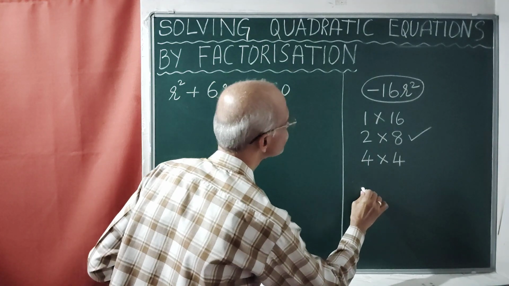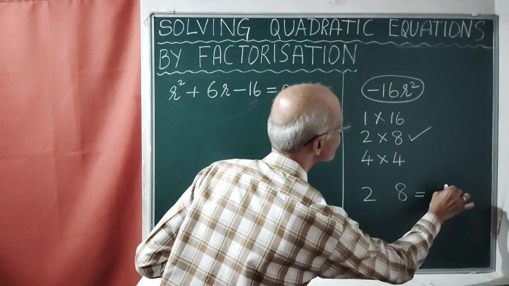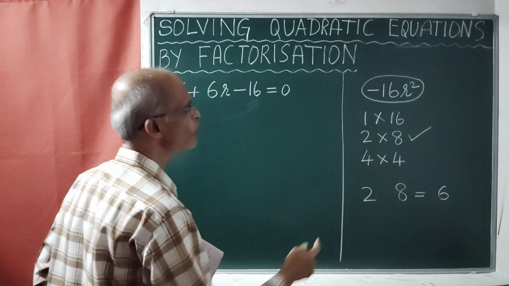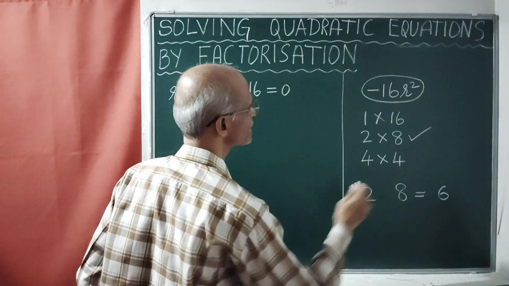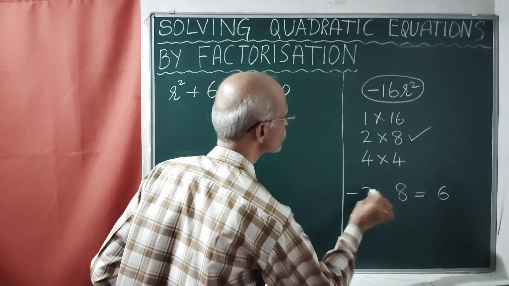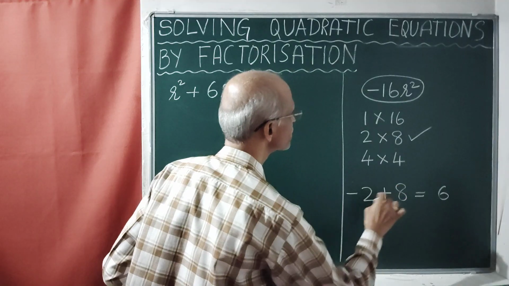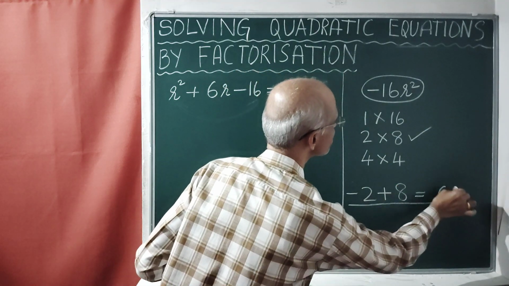See, 2 and 8. I want 6, so what signs do I have to give them to get 6? We have to subtract them. So if I give minus for 2 and plus for 8, then I will get plus 6. This step is very important.